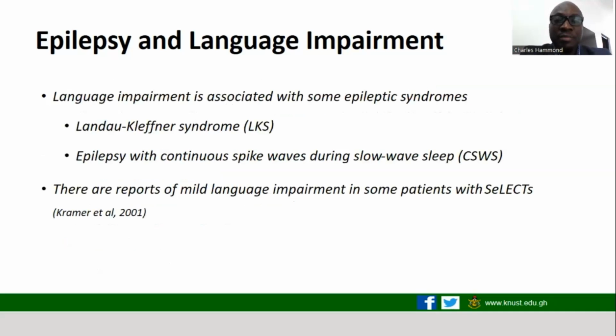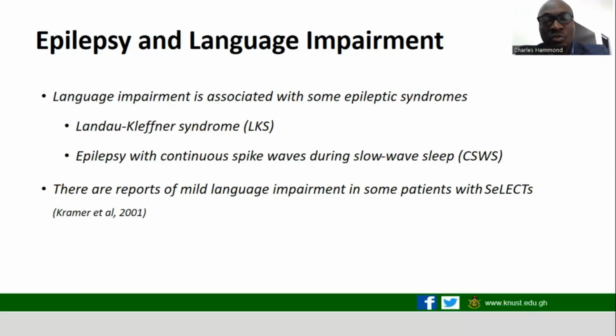Again, language impairment is associated with some epileptic syndromes, such as Landau-Kleffner syndrome and epilepsy with continuous spike and slow wave during slow wave sleep, or what we call the CSWS. But it's interesting to note that even in some forms of so-called benign seizures, like the self-limiting epilepsy with central temporal spikes, there are some reports of mild language impairment in some of these children.